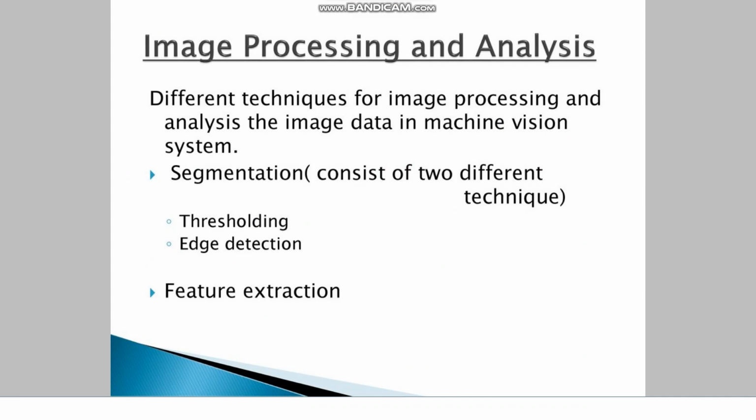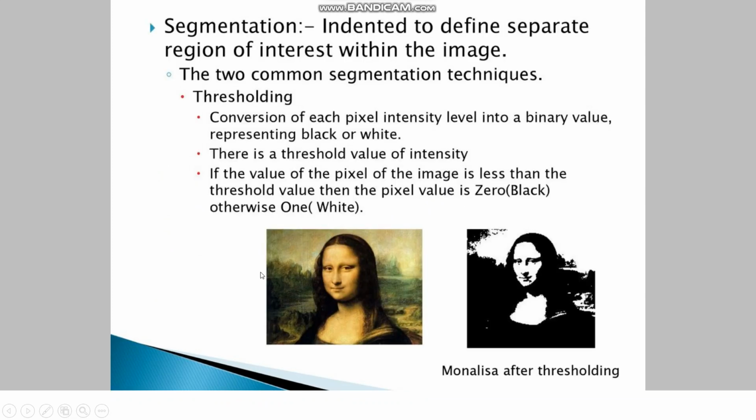That means two techniques: segmentation and feature extraction. Segmentation is subdivided into two different techniques: thresholding and edge detection. Coming to thresholding, thresholding means we are converting into binary data, binary values. Binary means two values. Before going to the text, first we need to see segmentation.